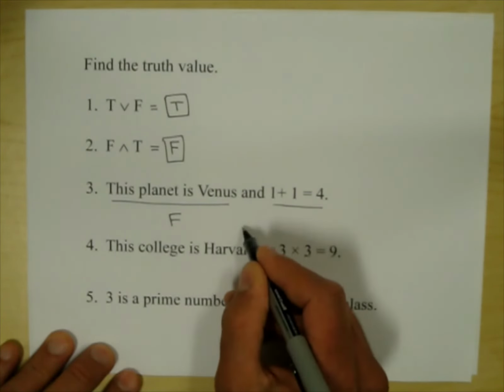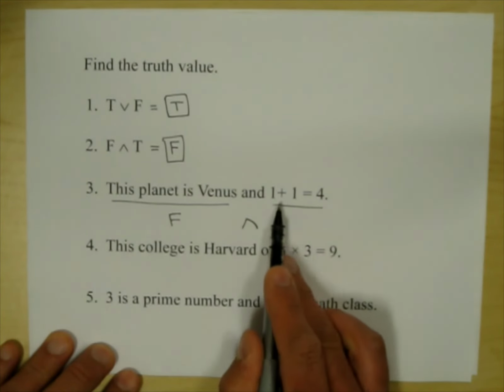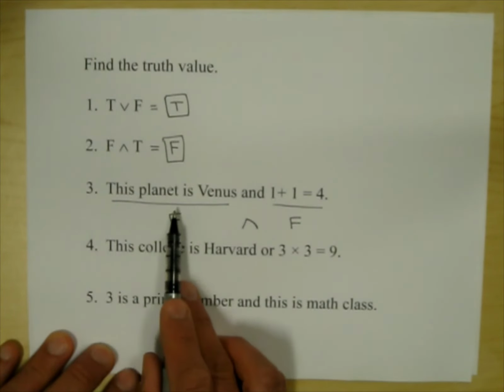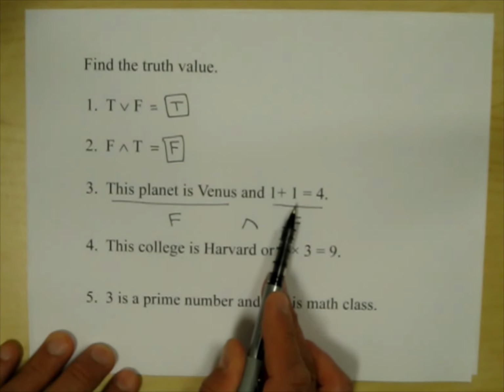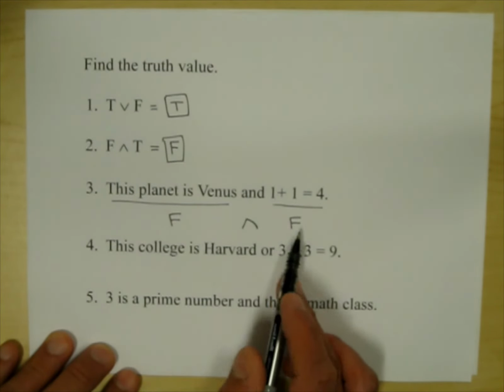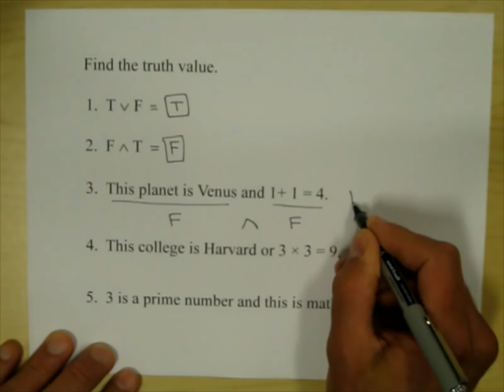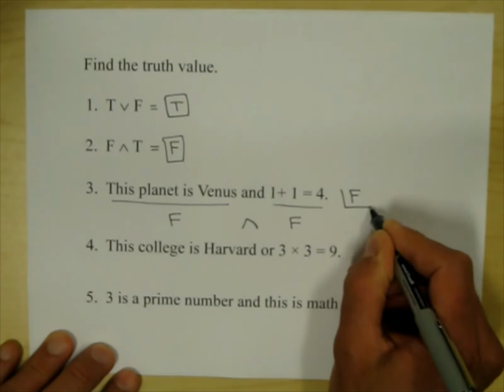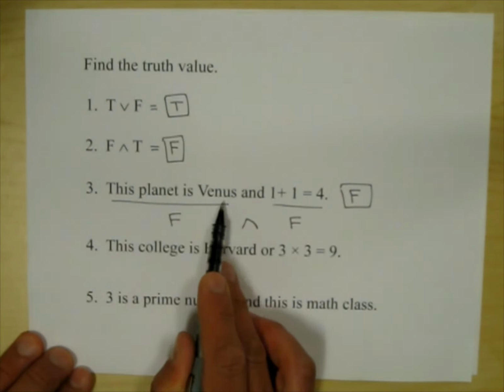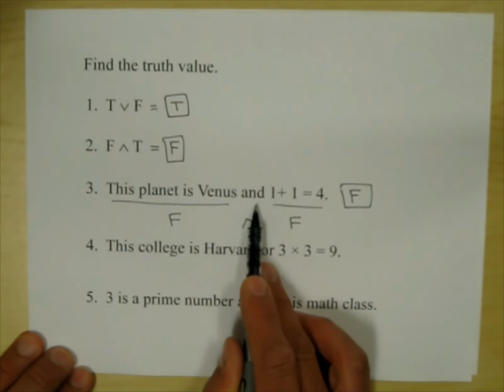Then we have the and. 1 plus 1 is 4. That's also false. So look at this. This planet is Venus, and 1 plus 1 equals 4 really comes down to false and false, which equals what? A false. So in logic, you could connect any two statements together with the and.